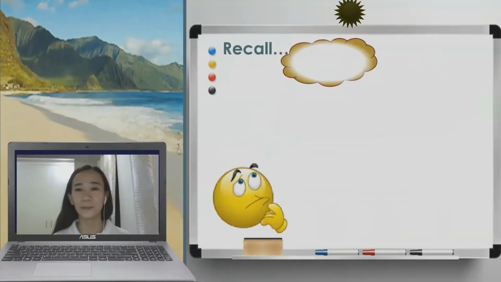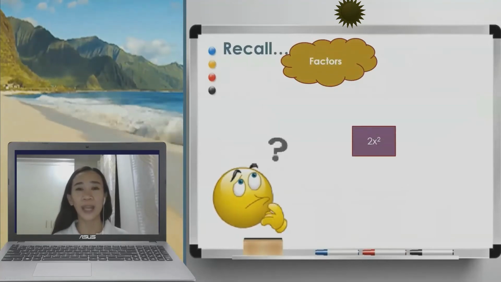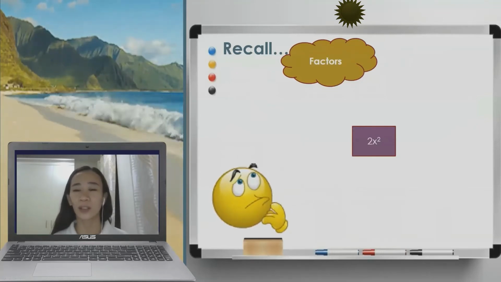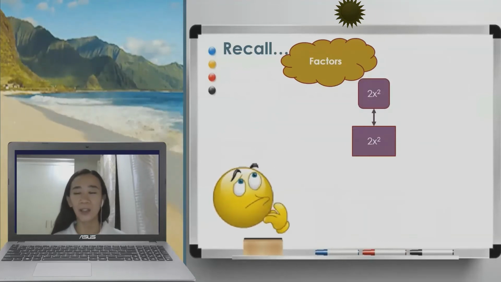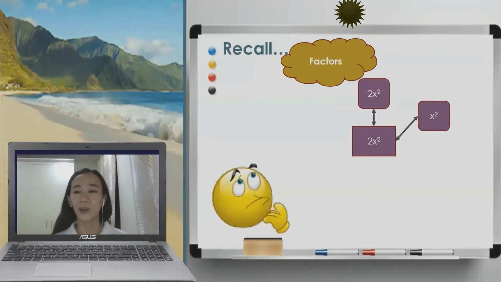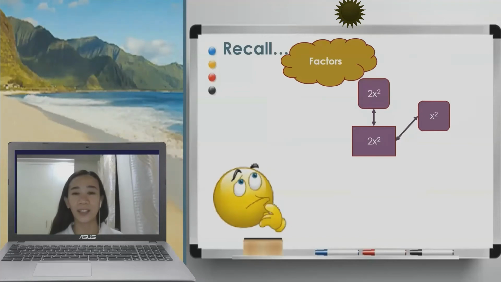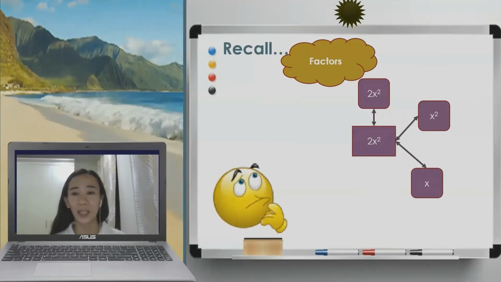Another recall. For example, we have here 2x squared. What are the factors of 2x squared? Of course, we can divide 2x squared by 2x squared, and the answer is 1. Next, we can divide 2x squared by x squared, and the answer is 2. We can also divide 2x squared by x, and the answer will be 2x.